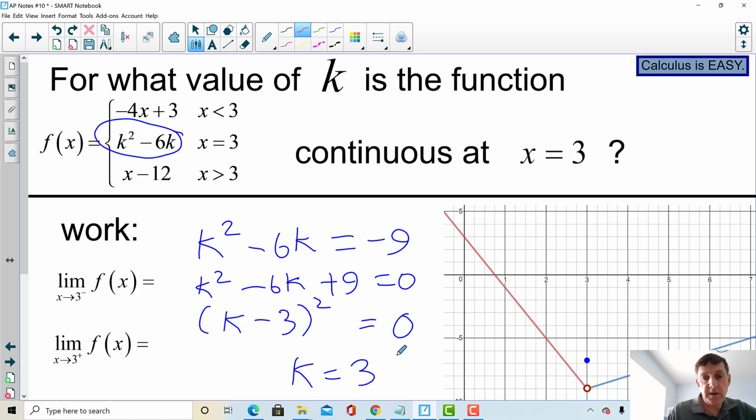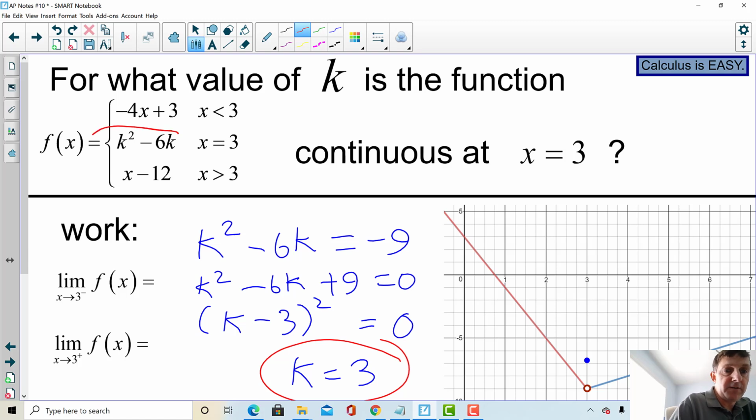Okay, after solving this equation, you get k is equal to 3, and that's going to be your answer. You have to let k equal 3 in order for this function to be continuous. You can always check your work. When you plug in a 3, you get 9 minus 18, which is negative 9. So you can make sure that it works.